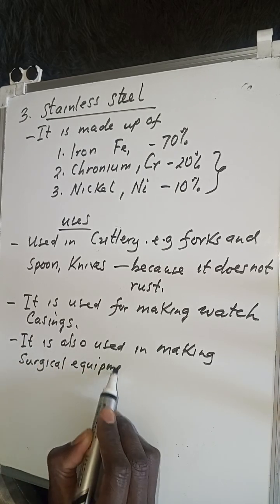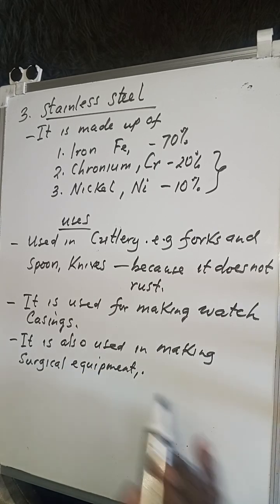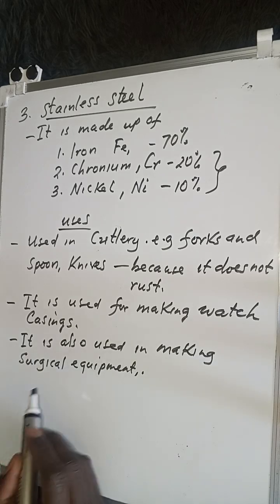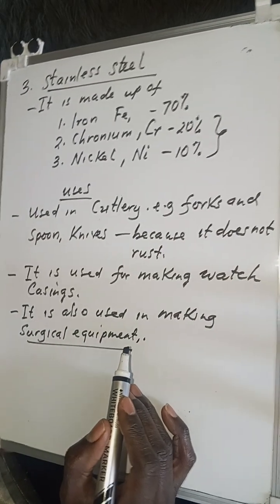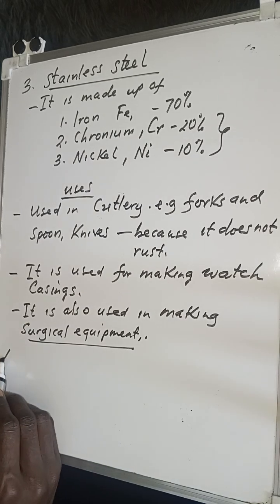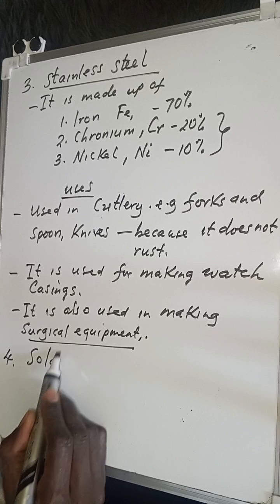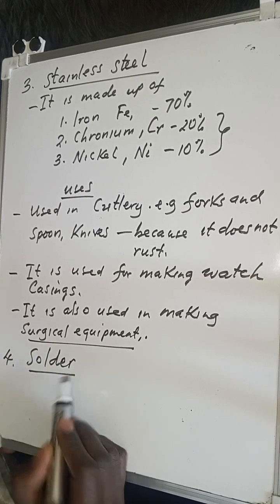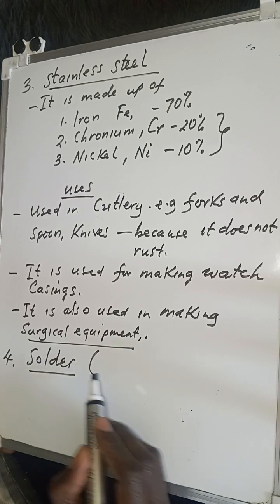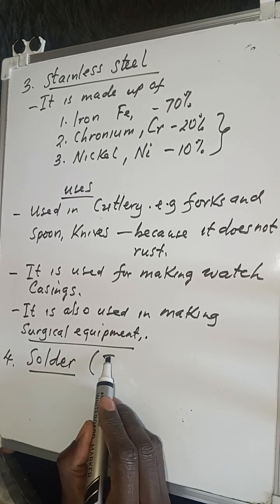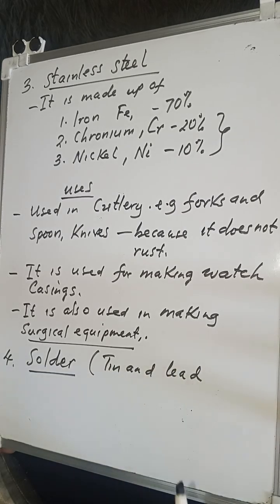Surgical equipment, because those don't require them to rust. As a result, they need to make those surgical equipment using a material that does not rust, and thereby stainless steel comes in. Another one that we can talk about that may be common is what we call solder. So what is solder made from? Well, solder is simply made up of tin and lead. So that is what you need to remember.